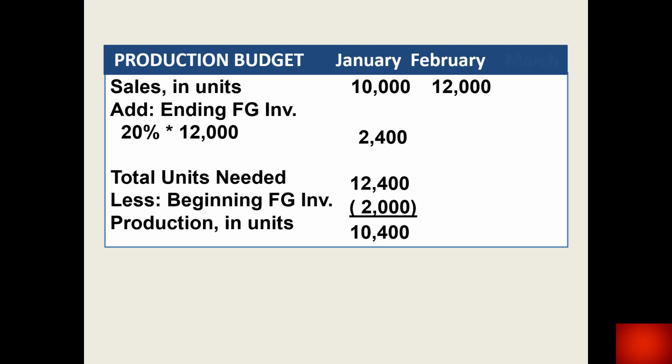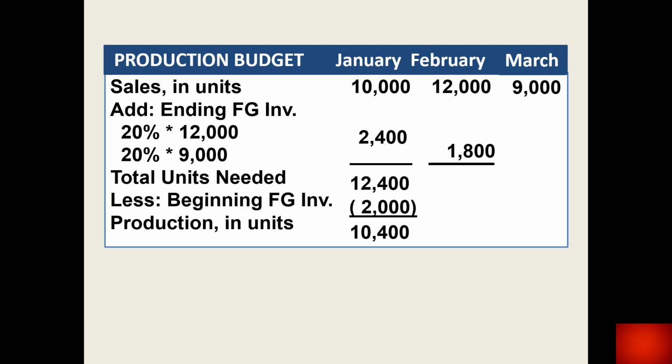Then in February, our ending inventory is going to be based on March sales, which were given to be 9,000. 20% of 9,000 units is 1,800 units. So we need to have 13,800 units available during the month of February. Because we ended January with 2,400 units, we will begin February with the same 2,400 units, and we don't need to produce those. So production for the month of February needs to be 11,400 units.